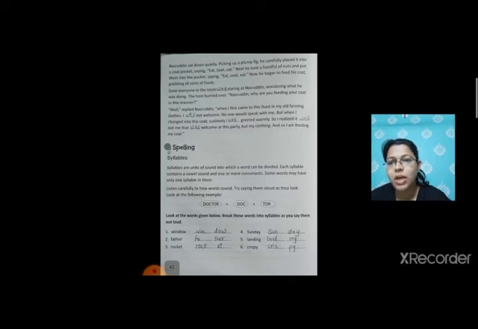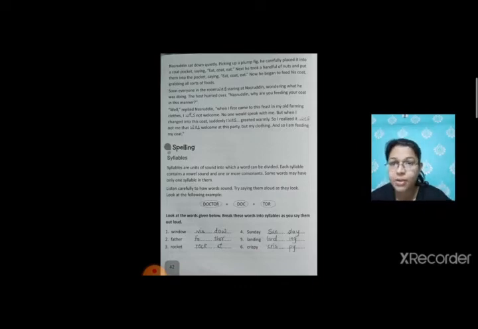Some words may have only one syllable in them. When you hear a word, you can hear the sound of a vowel, and the number of times you hear the sound of a vowel is the number of syllables in the word. Listen carefully to how words sound and try saying them aloud as they look.